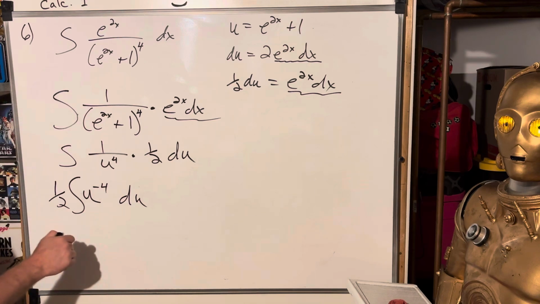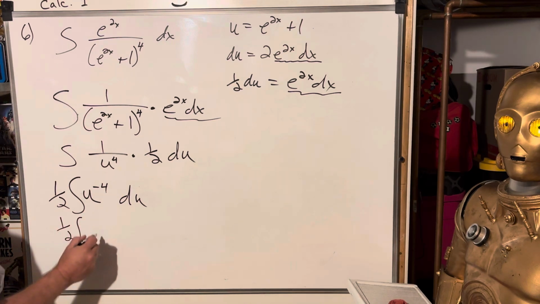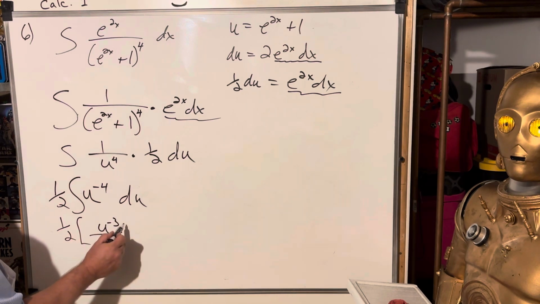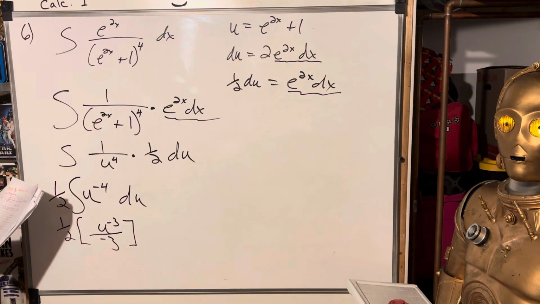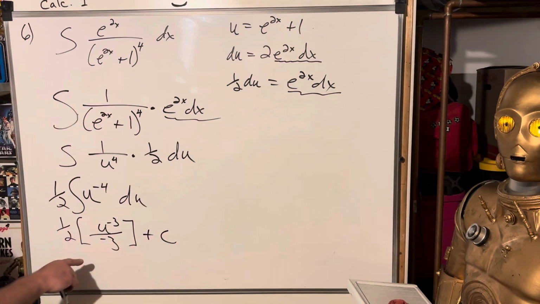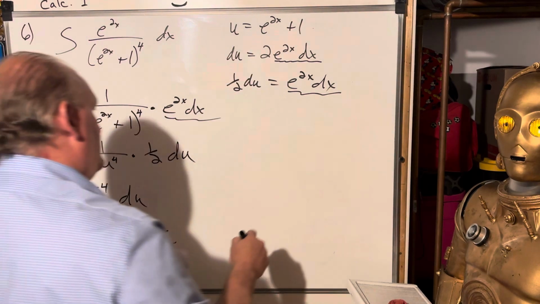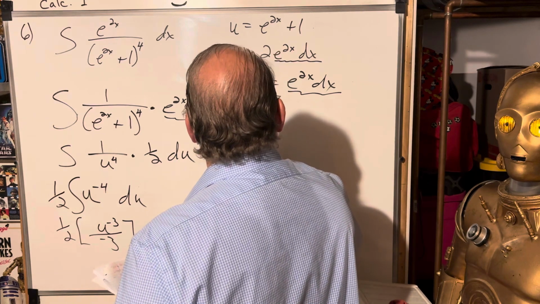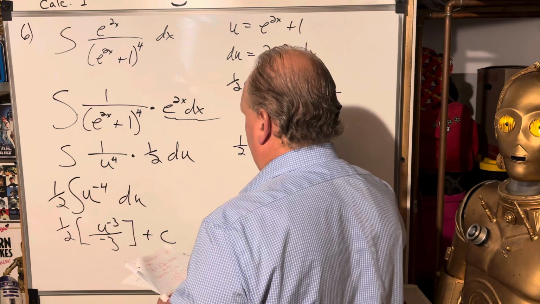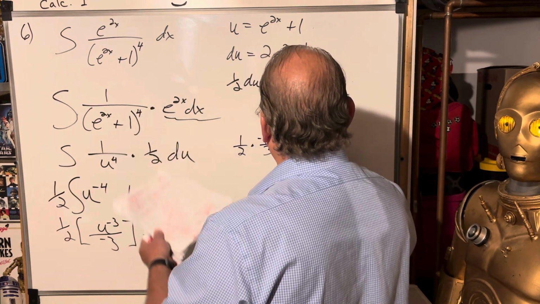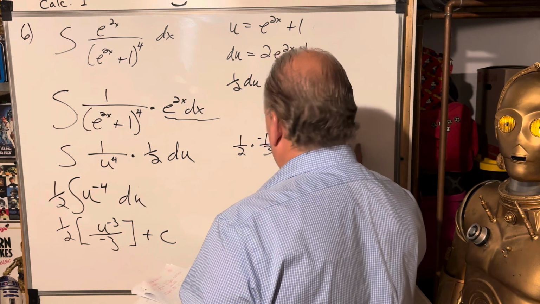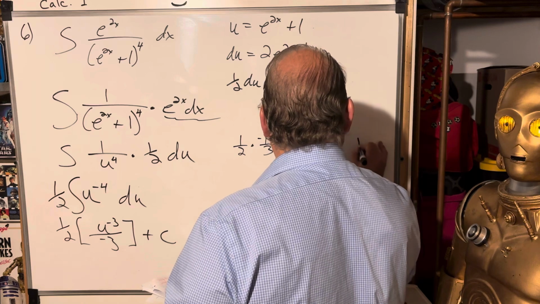All right, let's integrate it. So we got 1/2 times, add 1, so that's u negative 3 divided by negative 3. And plus c. And now remember, don't stop there. We gotta substitute that u back in. So now we got this. We got 1/2 times negative 1/3 times, and instead of u, we have e to the 2x plus 1 raised to the negative 3rd power plus c.